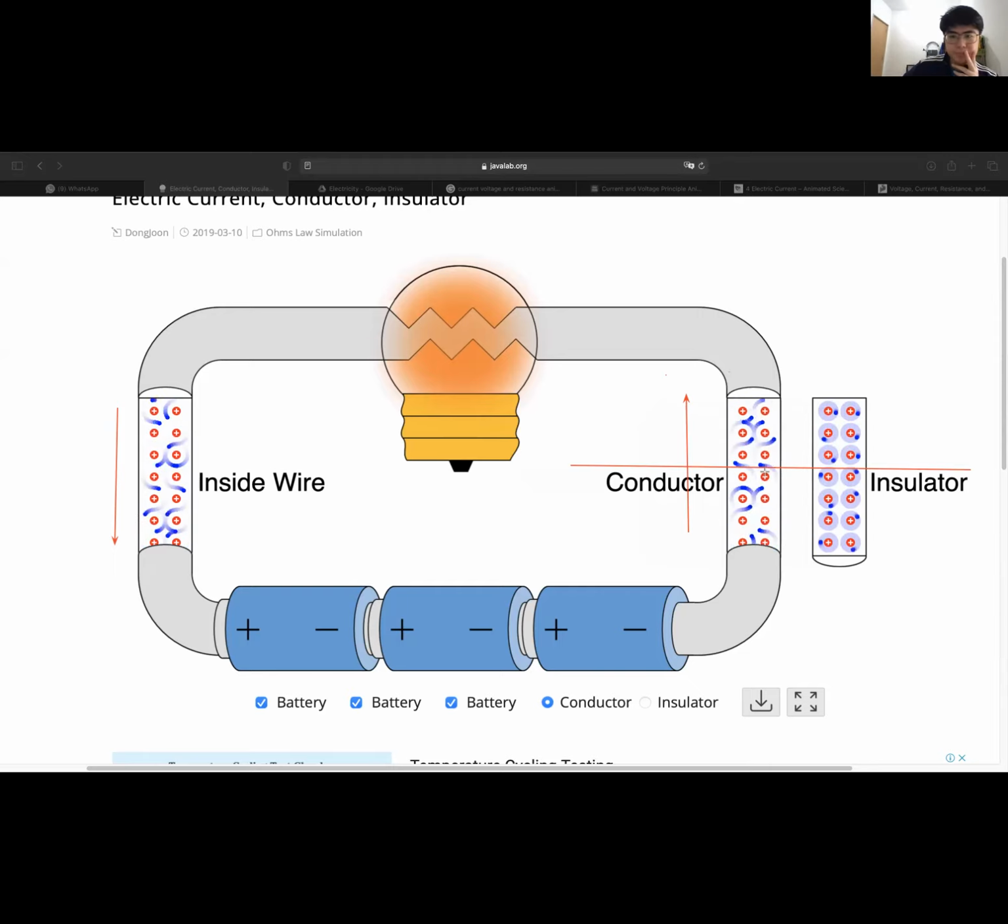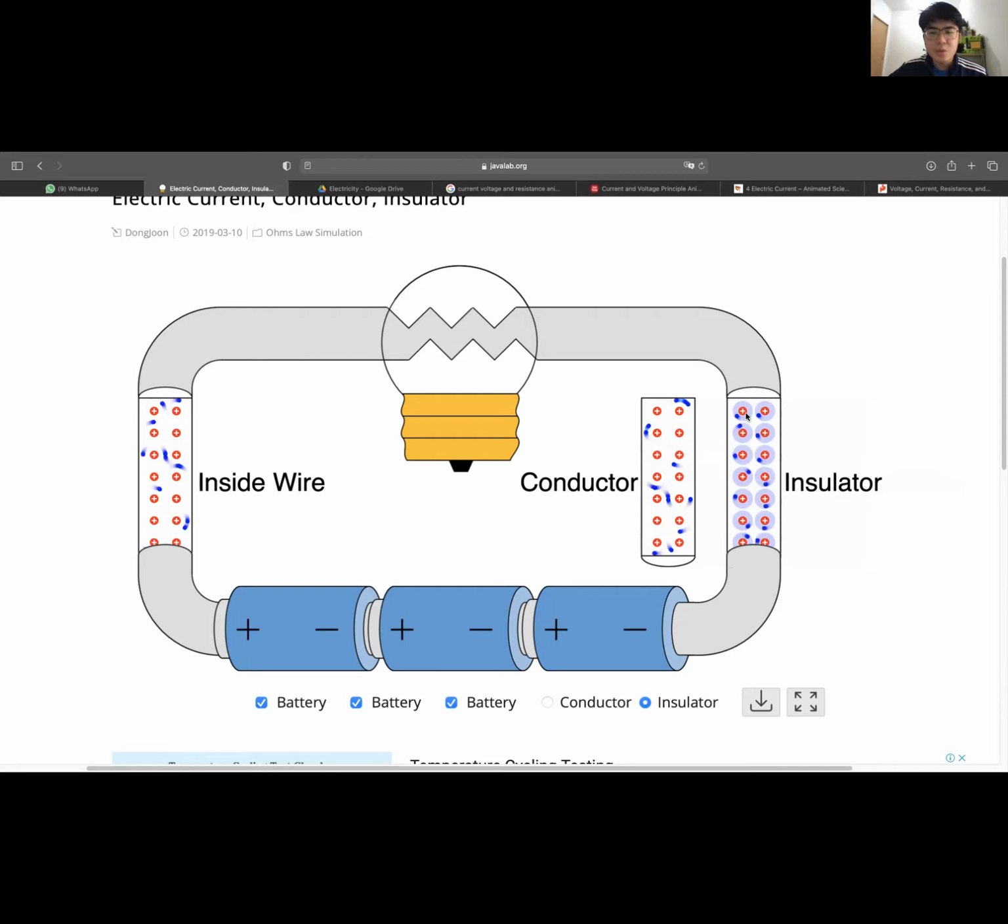So for insulator, they do not have free electrons. And even though you put battery, the electron cannot move. It cannot leave the nucleus. So you just continue to do the orbit here. But conductor is different. Conductor has many free electrons. So you get the flow of the electrons when the voltage is applied.